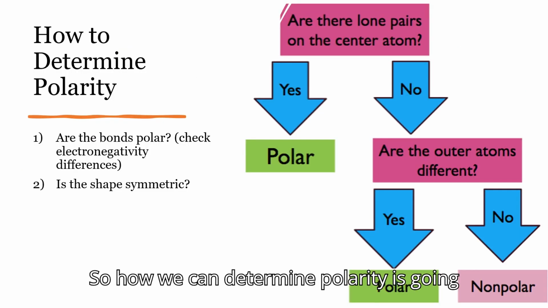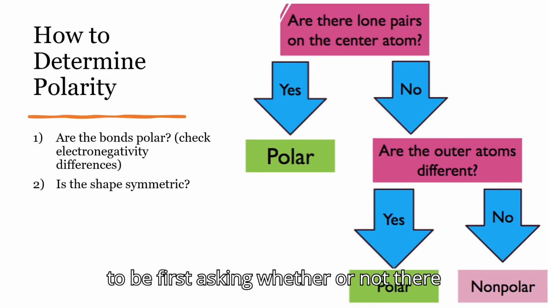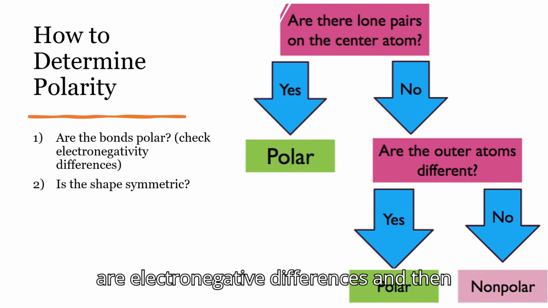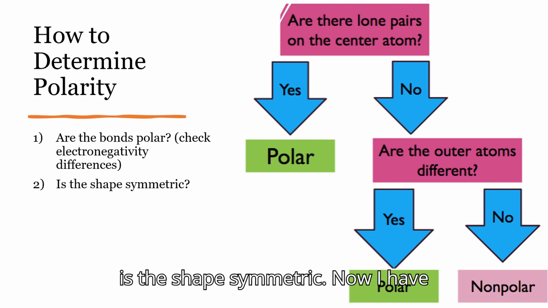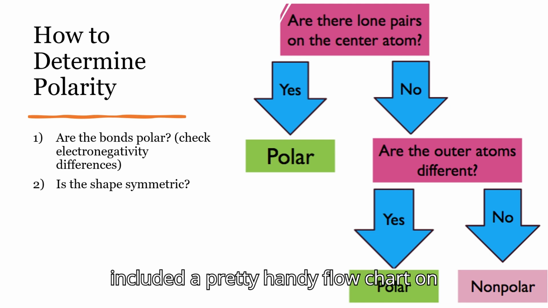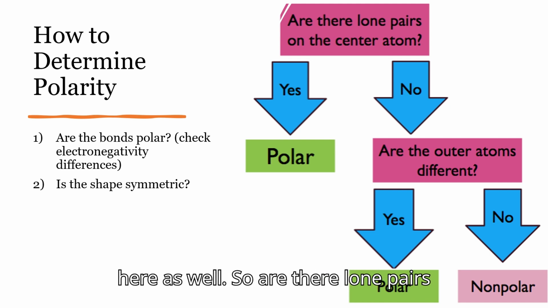How we can determine polarity is by first asking whether or not there is an electronegativity difference, and then, is the shape symmetric? Now, I have included a pretty handy flowchart here as well.